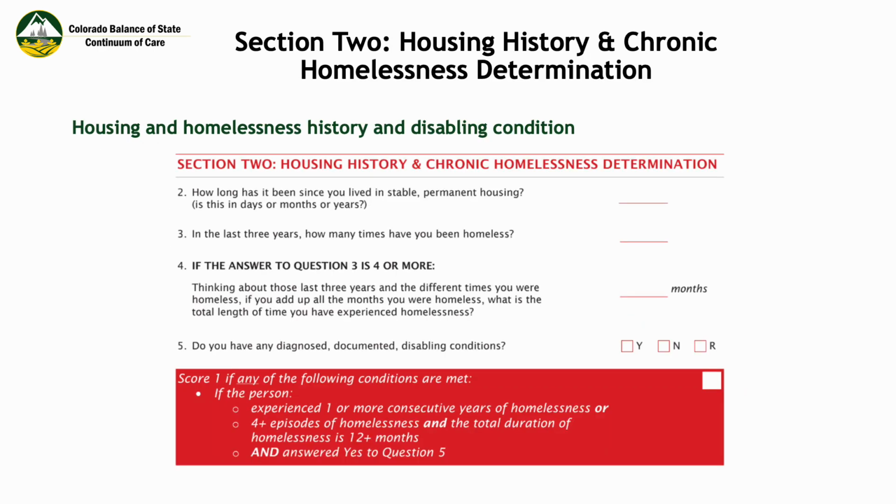Section 2, Housing History and Chronic Homelessness Determination. In this set of questions, we'll be looking at someone's housing and homelessness history and if they have any disabling conditions. Question 2 says, how long has it been since you lived in stable, permanent housing? And you'll notice the responses need to be written out in number of days, or months, or years. And this is the last time the person you're meeting with felt like the place they were staying was stable and permanent.